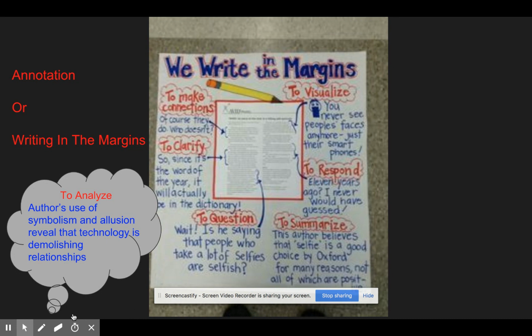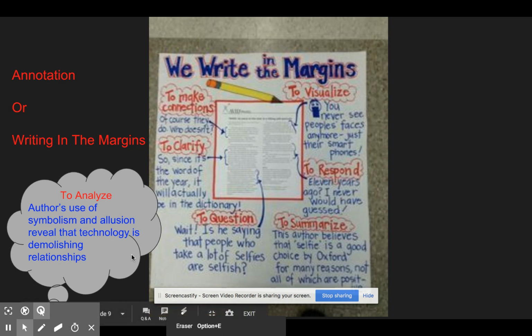So then going back to annotation, which is that next level, or writing in the margins, we write to make connections, clarify, question, summarize, respond, visualize, and analyze. So those are those big things. And this is absolutely mandatory in my class. Absolutely mandatory that you do this and that you have it done prior to assessments.